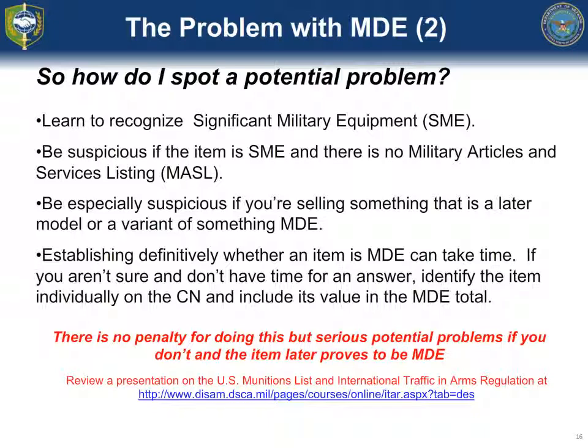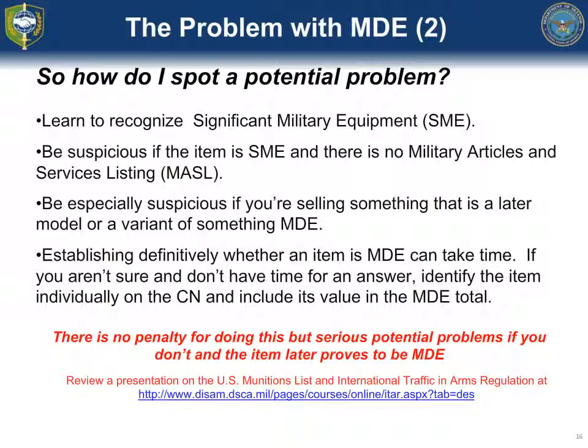Well, first of all, you learn to recognize in basic terms what's liable to be significant military equipment and be suspicious if the item is SME and there is no Military Articles and Services Listing, or MASL, for it in DSAMS. If there is no MASL, then you've got to worry that nobody has looked at it yet in this regard. So be especially suspicious if you're selling something that is a later model or variant of something that is MDE. If it's the Humdinger V1 and the V1 was MDE and you've got to establish a MASL now because you're selling the V2 version, then chances are it's MDE as well. One of the problems you have in developing congressional notifications is if the item hasn't been specifically determined whether it's MDE or not, that determination can take time.